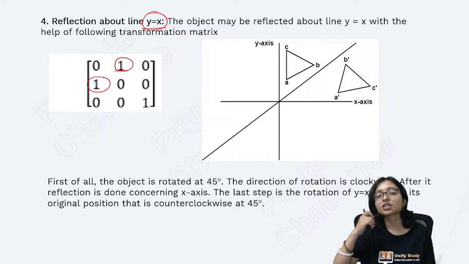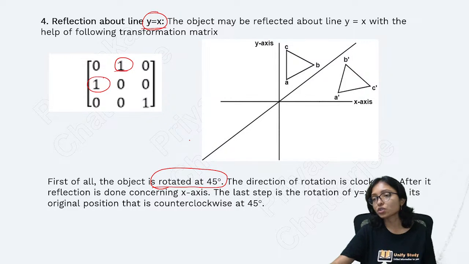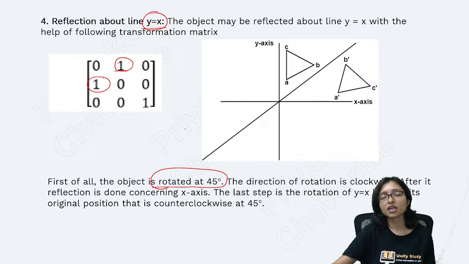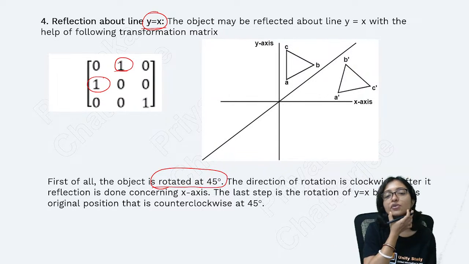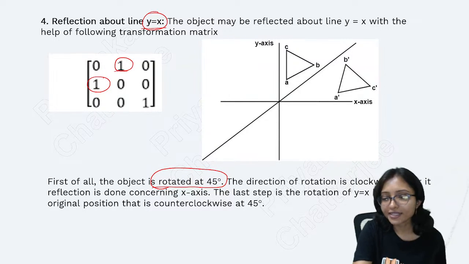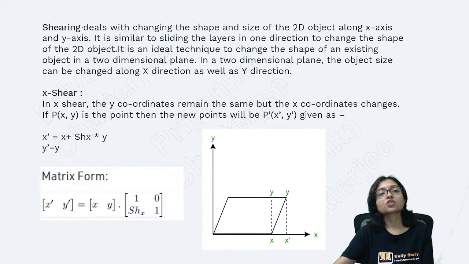This reflection is as per the rotation of 45 degree. This matrix will be according to the 45 degree rotation. Sometimes a theory question can come: if I am doing the reflection according to the y equals to x line, is it a rotation? And if it is a rotation, then how many degrees? This is a 45 degree rotation. Okay. Got it? Clear? Next one is shearing.